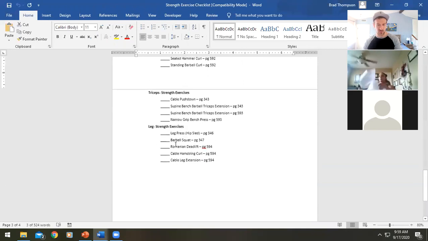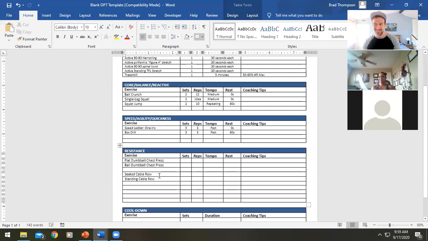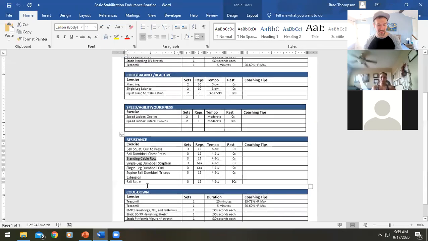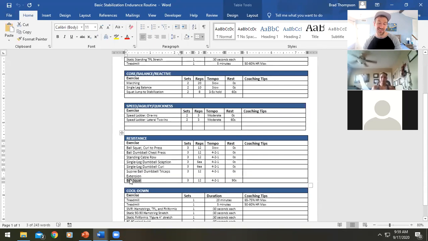And then we're going to go with the legs. First leg exercise we got is the leg press. Gross. I am anti-leg press personally. And then I'm going to pair that with the ball squat. And at least it's a good pair.